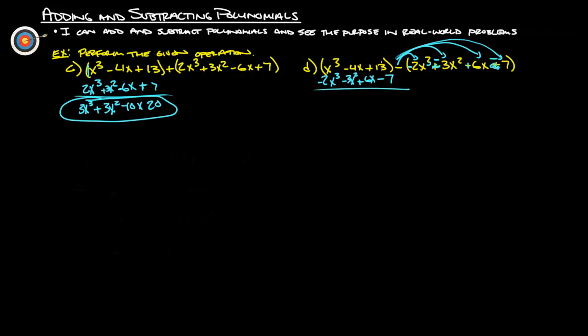Okay, and now we're going to add these together. 13 and negative 7 is positive 6. 6x and negative 4x is positive 2x. There's nothing to add the negative 3x squared to. And then 1x cubed minus 2x cubed gives us negative 1, or simply negative x cubed. And we end up with that. Okay? All right. That's all we have for adding and subtracting polynomials. If you have any further questions, please feel free to ask. Thanks.